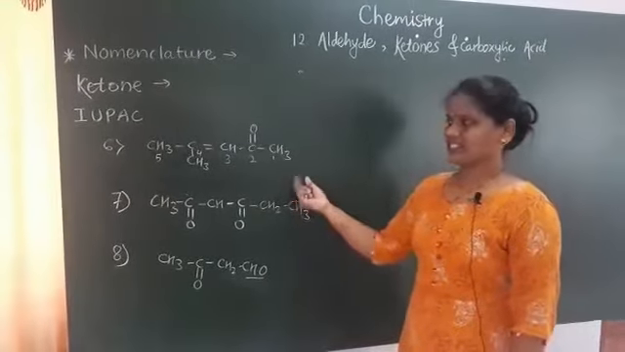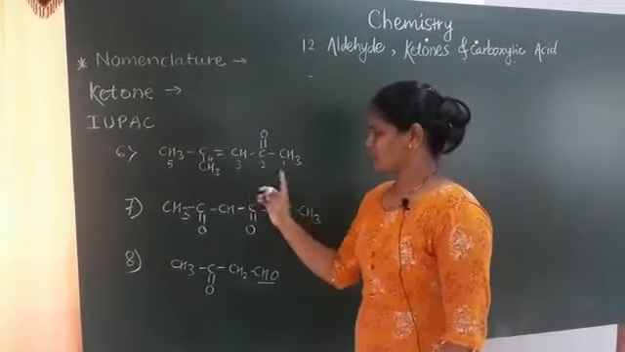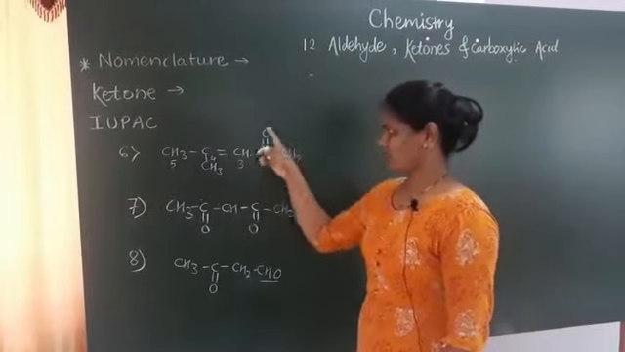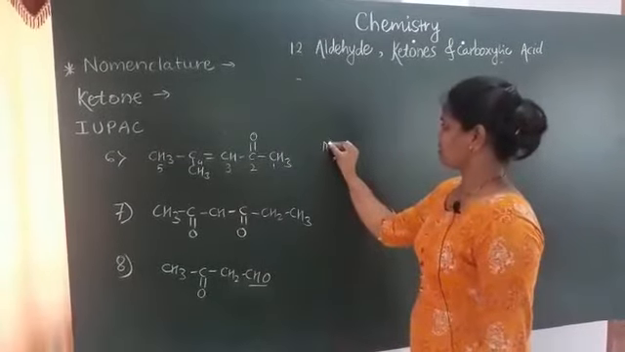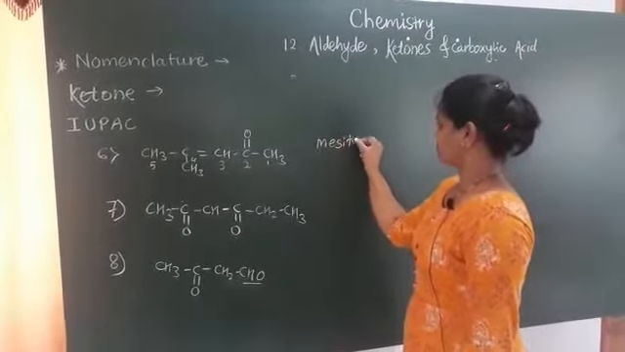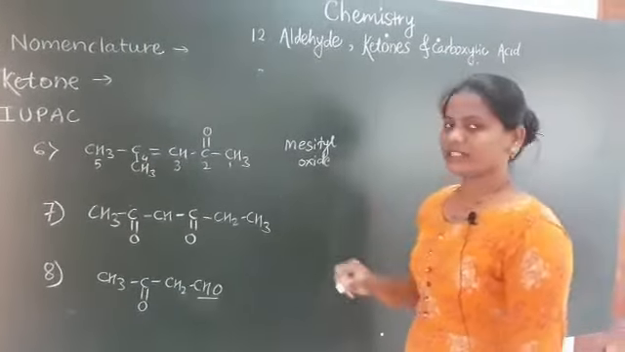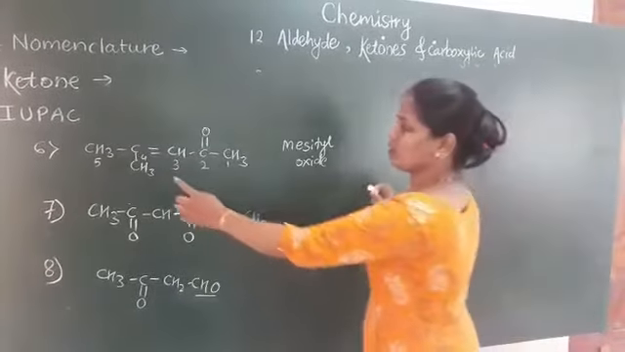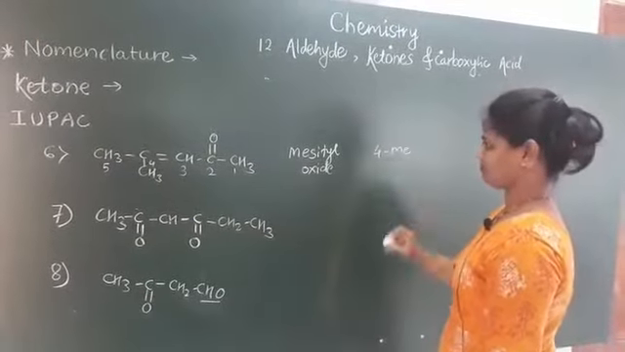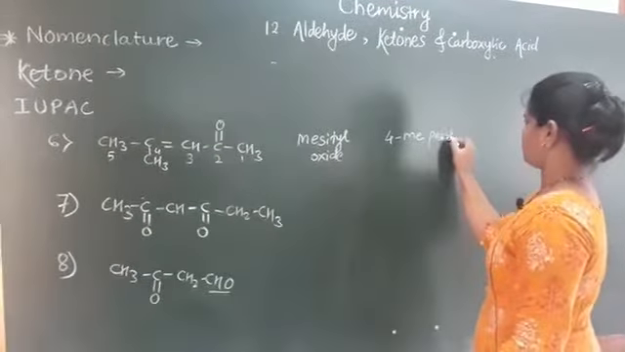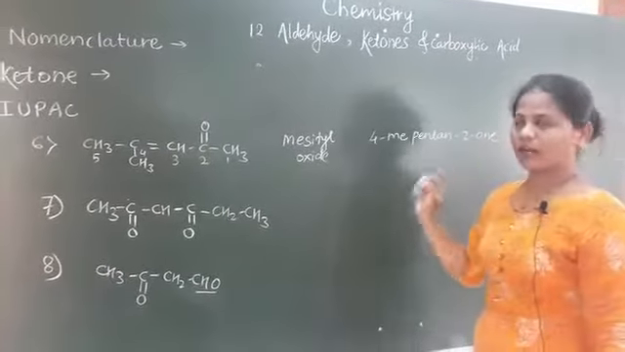Let us see the sixth example. In this example I have given the number from this side. Why? Because the carbonyl or ketonic group is nearer from this side. Now the common name of this example is acetyl oxide, and we will write the IUPAC name. Here on the fourth carbon atom a methyl group is present, so 4-methylpentan-2-one. This is the IUPAC name.